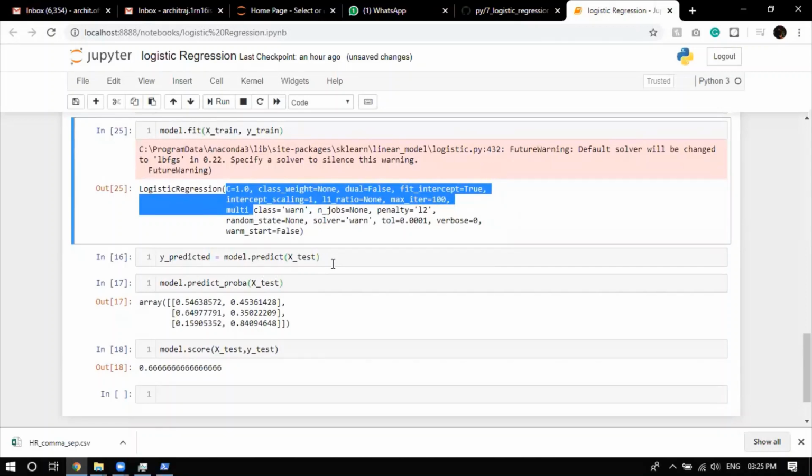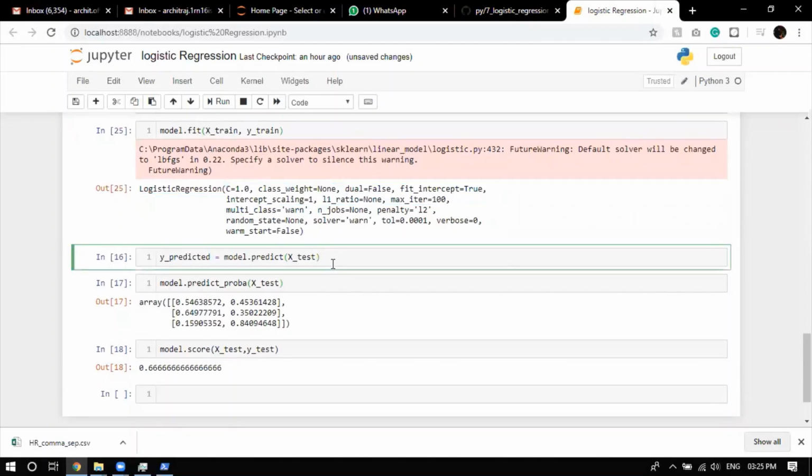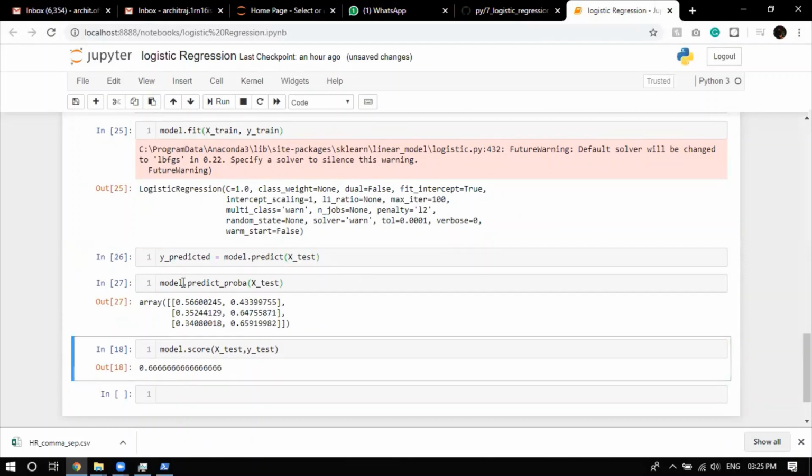Now, what are you going to do with the model? We're just going to test it. Now, model.predict, and we pass the x test value. So what you're going to get is a y predicted. Now, model.predict_proba.